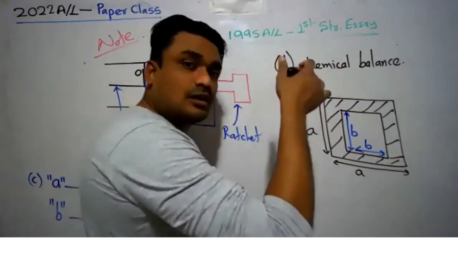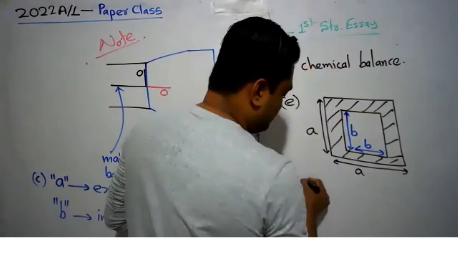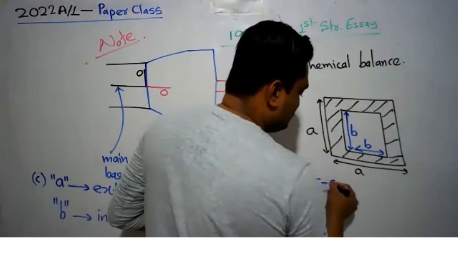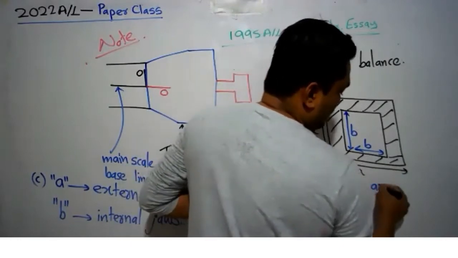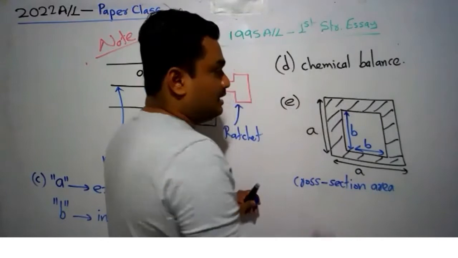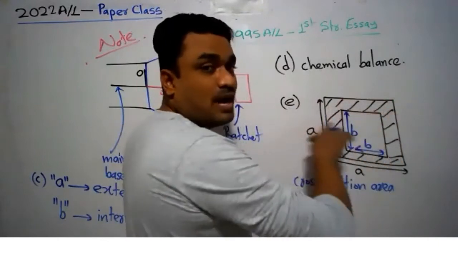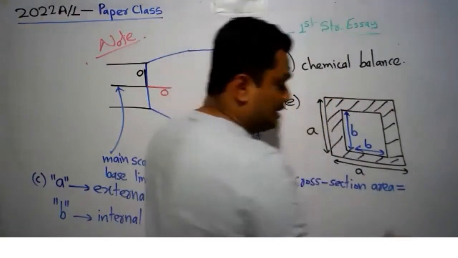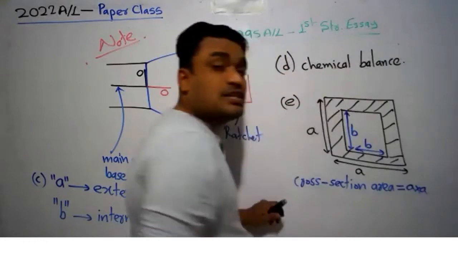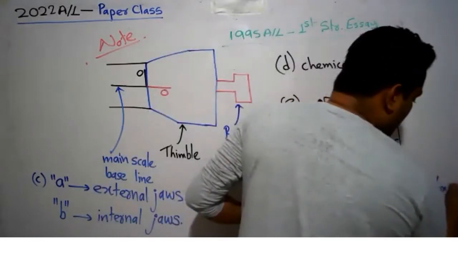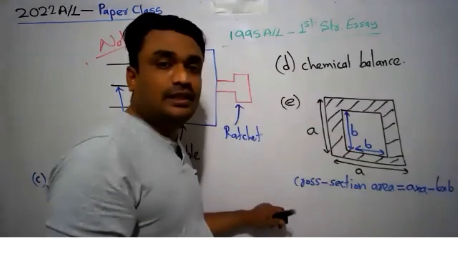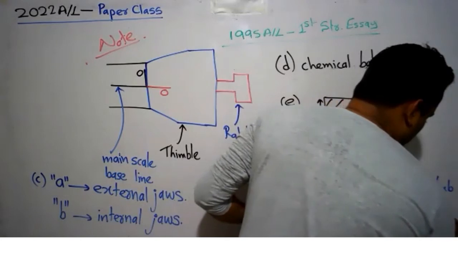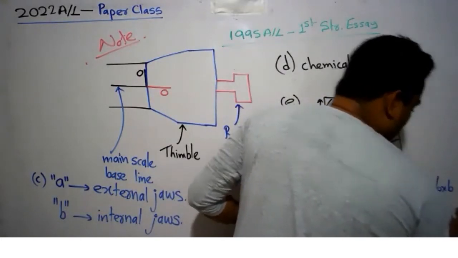So what is the cross-section area of the plate here? The cross-section area of the plate is the cross-section area of the bigger plate minus the cross-section area of the hole. The cross-section area of the bigger plate is A into A. The cross-section area of the hole is B into B. So A into A is A squared, B into B is B squared. So this is the cross-section area.